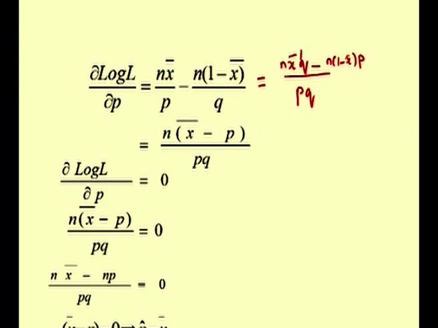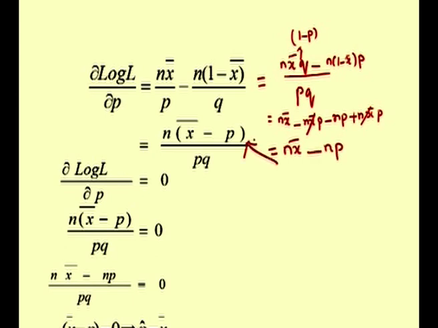Okay. So here this q term is nothing but 1 minus p. So you will have here n x bar minus n x bar p, here when you multiply it is np plus n x bar p. So these two terms get cancelled. So when these two terms get cancelled, you are getting n x bar minus np. So this term is nothing but n into x bar minus p divided by pq.